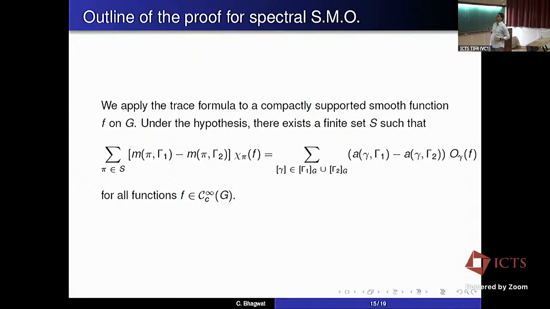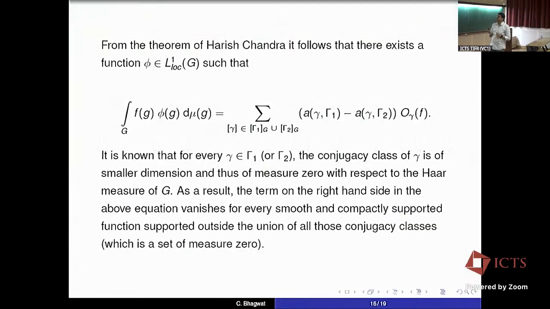So you have to find suitable functions which are nice in the sense that they're compactly supported, smooth, but are going to vanish at the conjugacy classes that we are considering. Then we are left with such a thing, what I just said. And now here the idea is that the chi-pi's are given by integrating against some fixed function.